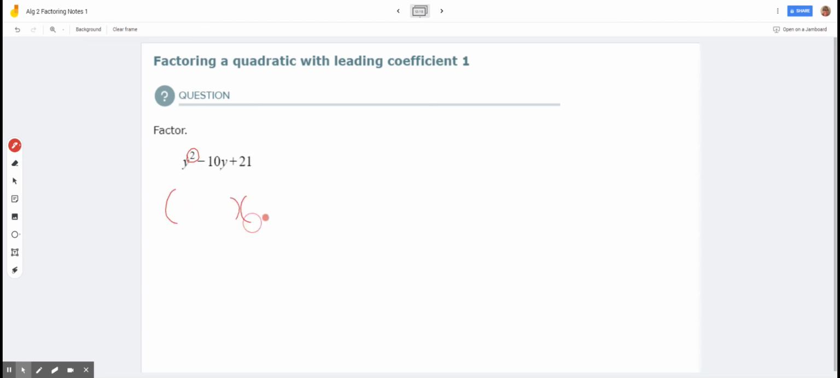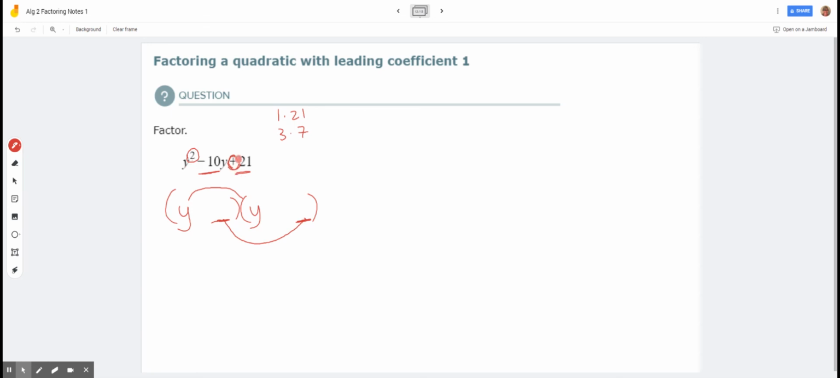So let's draw the parentheses. By the way, these parentheses make me happy. I always draw them first because I know I can fill them. So what times what equals y squared? Y times y. And then you have to look at the last one. What times what equals 21? 1 times 21, 3 times 7. How can I get a negative 10? Now, this plus, what does that mean? Y times y is y squared. This times this has to equal 21, right? Whatever's here and whatever's here has to equal 21.